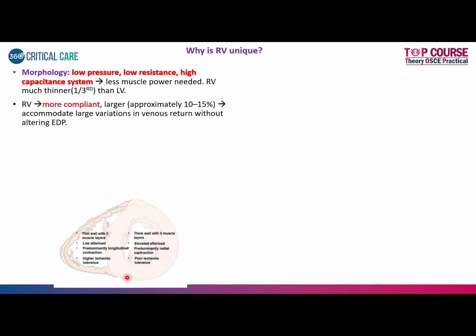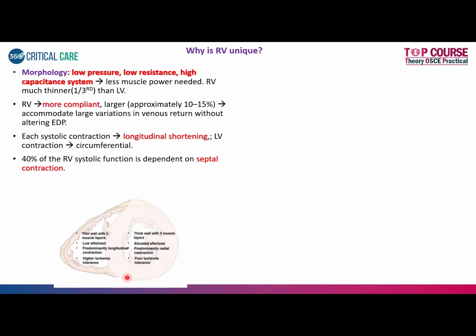Okay. Then the RV is more compliant. It can accommodate large variation of venous return as compared to that of the LV, okay, without altering the end diastolic pressure. Each systolic contraction for the RV is a longitudinal shortening, but in case of an LV, it is a circumferential shortening. Okay, 40% of the RV systolic function is dependent on the septal contraction.